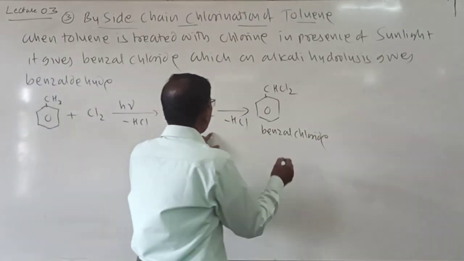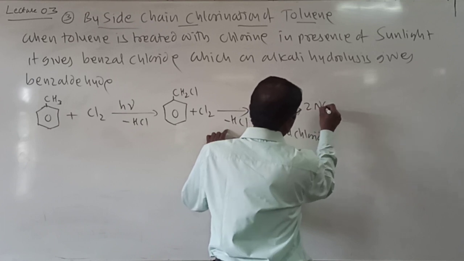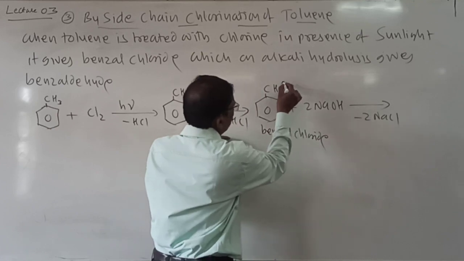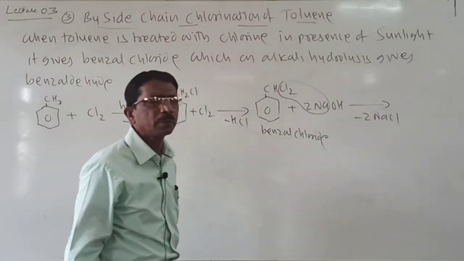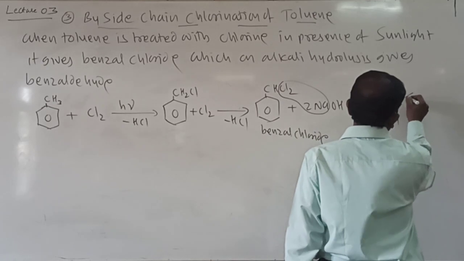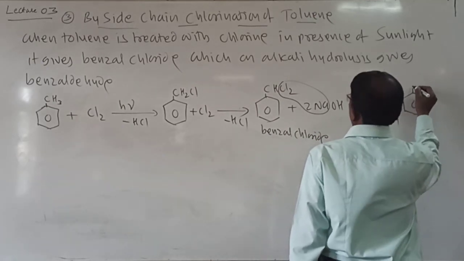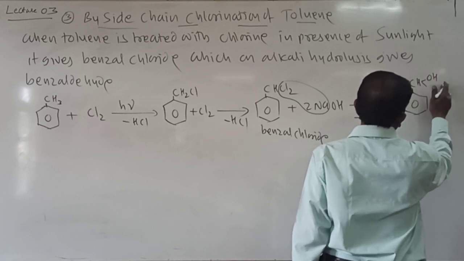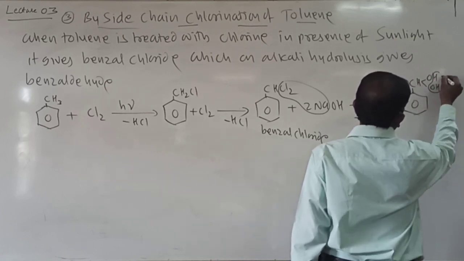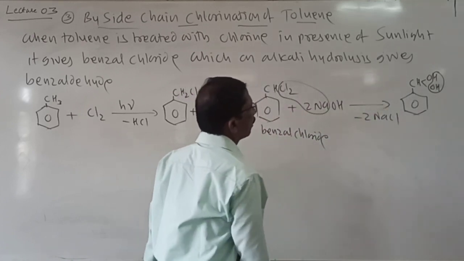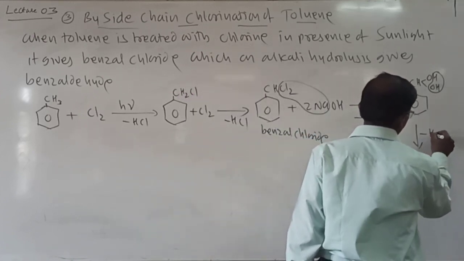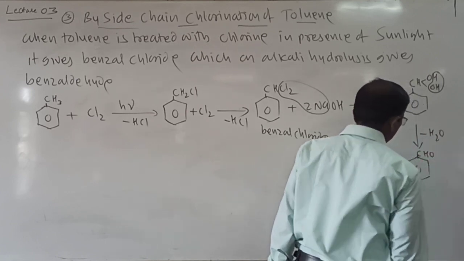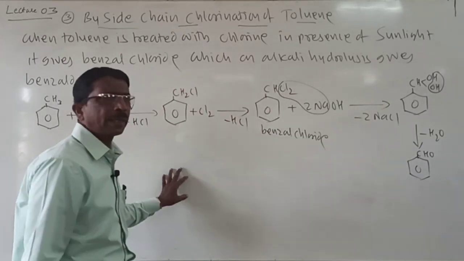And then this benzyl chloride is treated with sodium hydroxide. So alkali hydrolysis, 2NaCl is removed. And then it forms CH(OH)2. Here a water molecule is removed, minus H2O, so it forms benzaldehyde, CHO. It is the reaction.